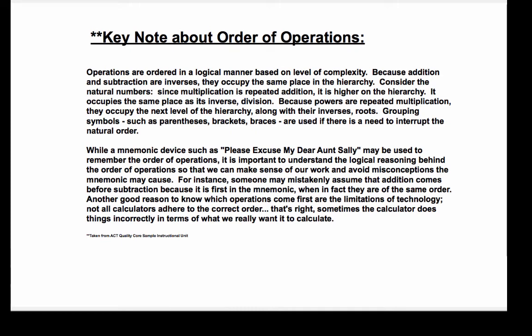So if you know what a hierarchy means, it's kind of like, well, these are more important than these, are more important than these, are more important than these. It gives you an idea of how this hierarchy, this order of operations, is structured. It follows a structure, a very logical structure.